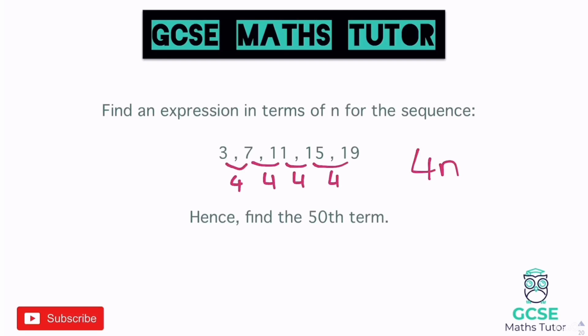Now this is obviously not the 4 times table though, is it? Because the 4 times table, if I write it above, is 4, 8, 12, 16, 20. And all of these numbers are 1 less. Look, from 4 to 3 is -1, from 8 to 7 is -1, so it's the 4 times table, but it's had 1 taken away, and that is our nth term there in terms of n.